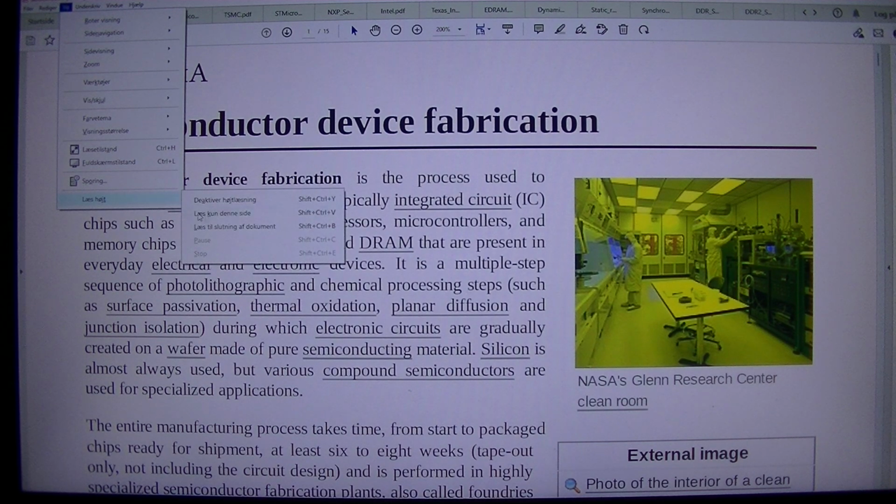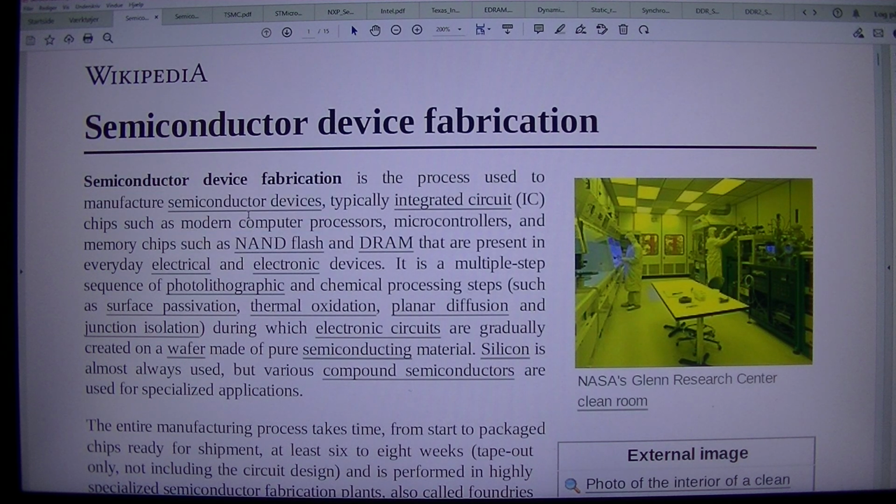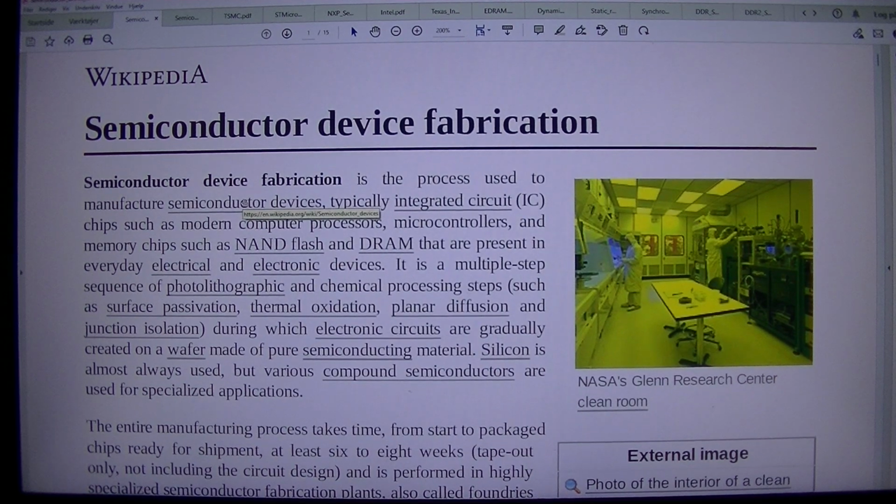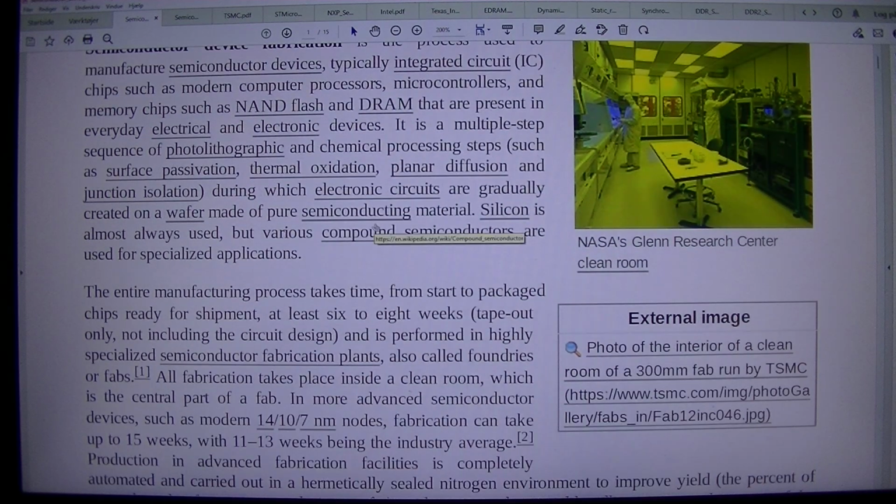But let's get started. Semiconductor device fabrication. NASA's Glenn Research Center clean room. Photo of the interior of a clean room of a 300mm fab run by TSMC.